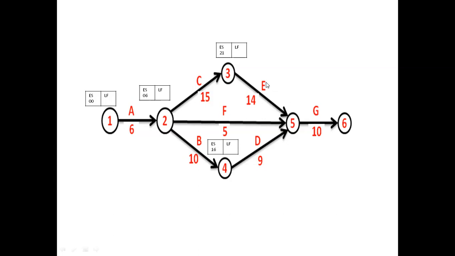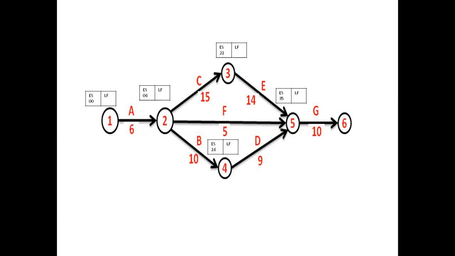Suppose you consider the activity E. Then the earliest start time for 5 to 6 is 21 plus 14, that is 35. For this it is 6 plus 5, 11. And for this it is 16 plus 9, that is 25. That is, 21 plus 14, 35 is the highest. So let us take 35 as the earliest start time for 5 to 6.